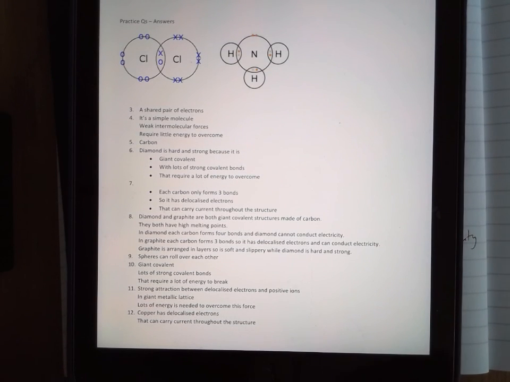Okay, so that is structure and bonding. Know that metal and non-metal is ionic and two nonmetals is covalent. You absolutely need to learn that fact off by heart.